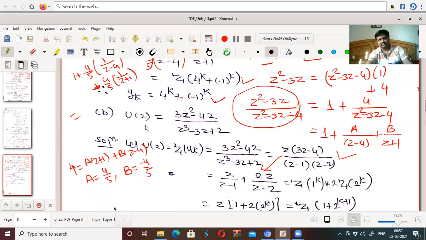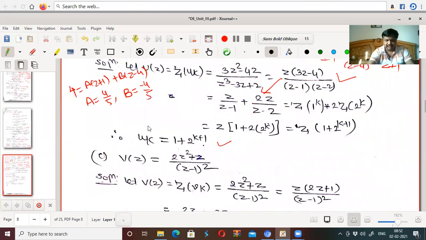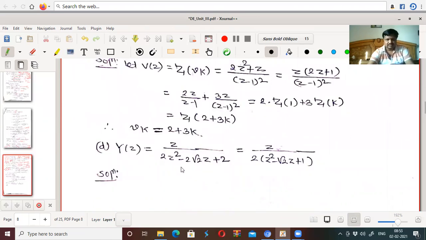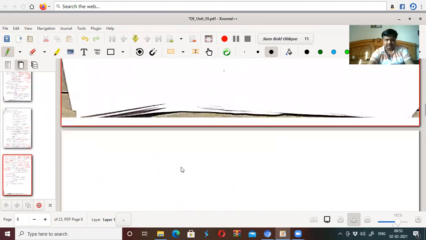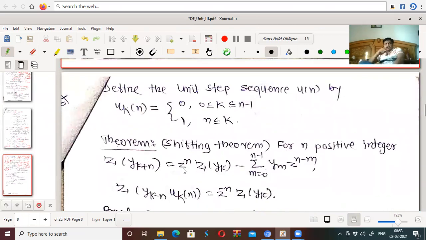So in both ways we can find it. If we know the sequence, you can find its Z transform. If we know the Z transform, you can find its sequence reversely. So there are some more examples whose sequences are found. Okay. Now we will define a unit step sequence U of n.